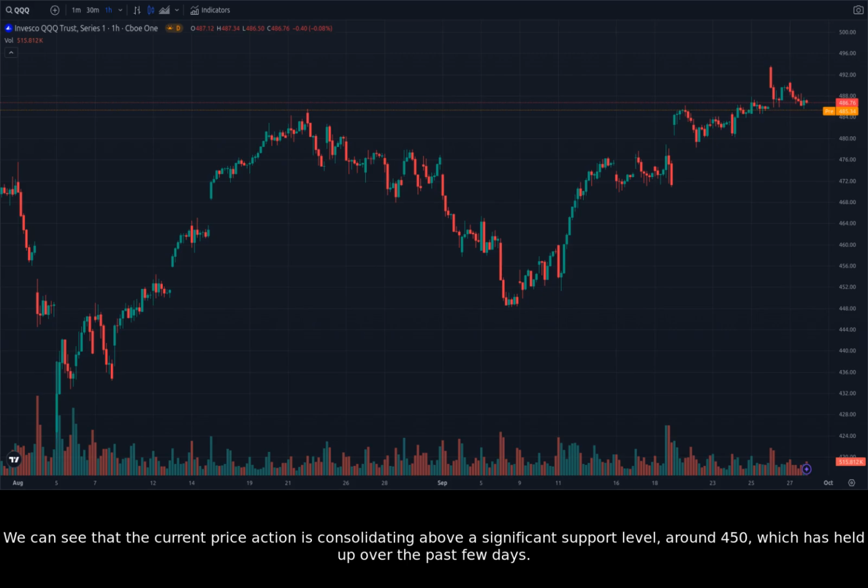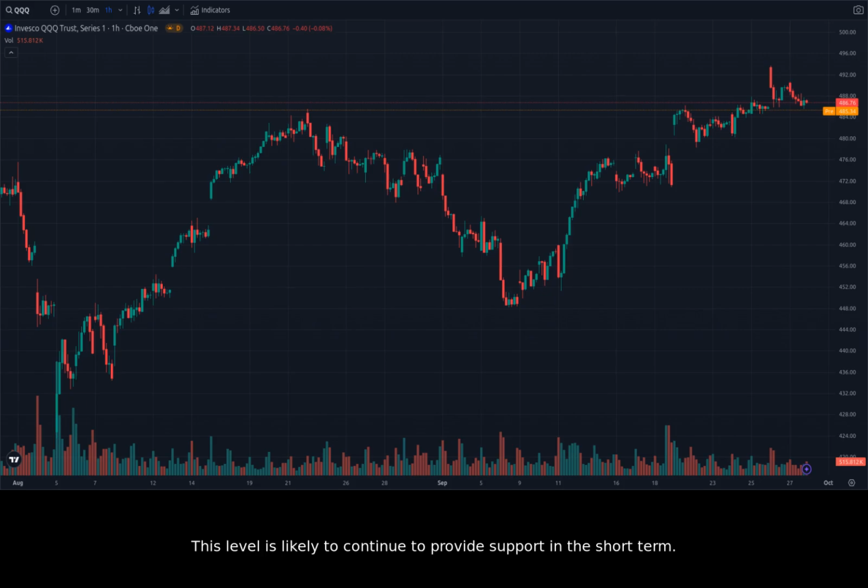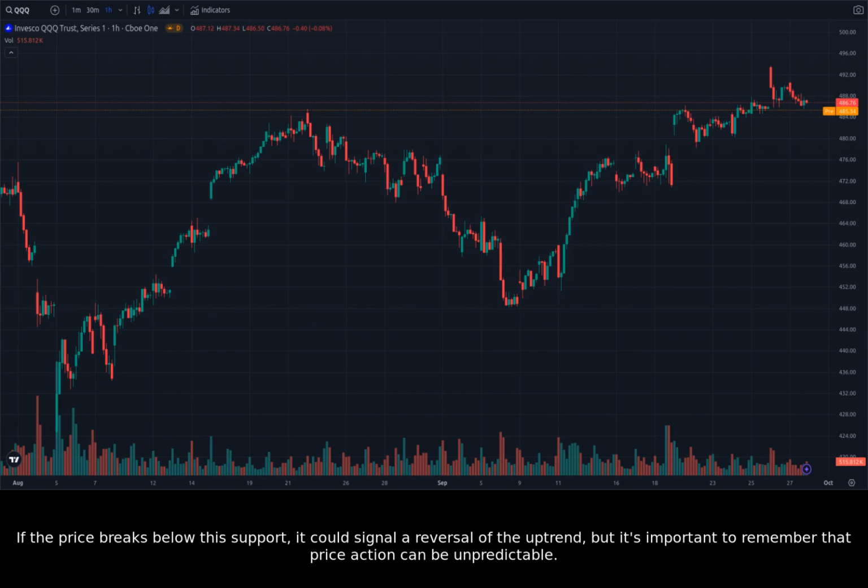We can see that the current price action is consolidating above a significant support level, around 450, which has held up over the past few days. This level is likely to continue to provide support in the short term. If the price breaks below this support, it could signal a reversal of the uptrend, but it's important to remember that price action can be unpredictable.